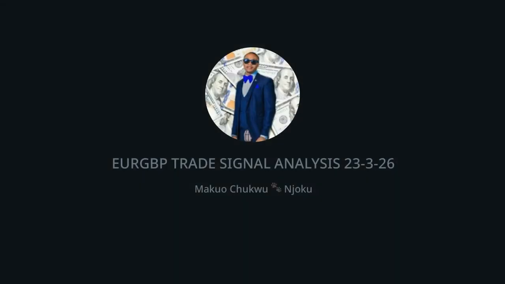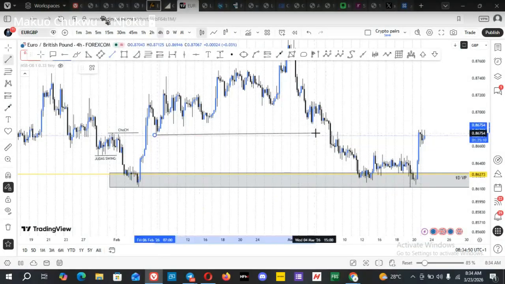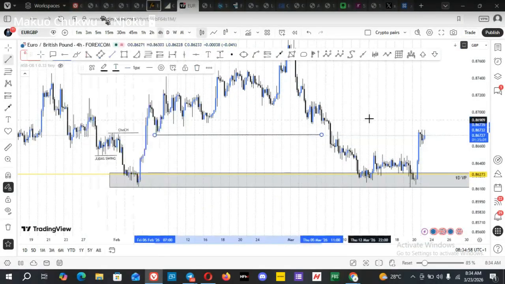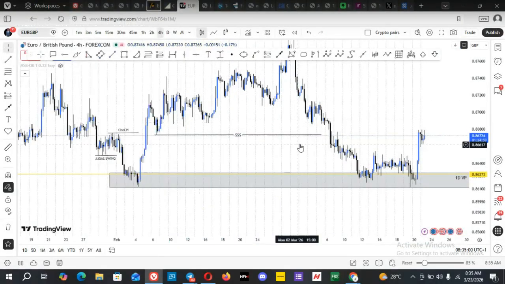So now, since there's a change of character, there is always liquidity that is going to be formed, because the market maker does not just push the market without taking liquidity. So we always wait for this liquidity to be swept. And once this liquidity is swept, then we come for the main demand zone.